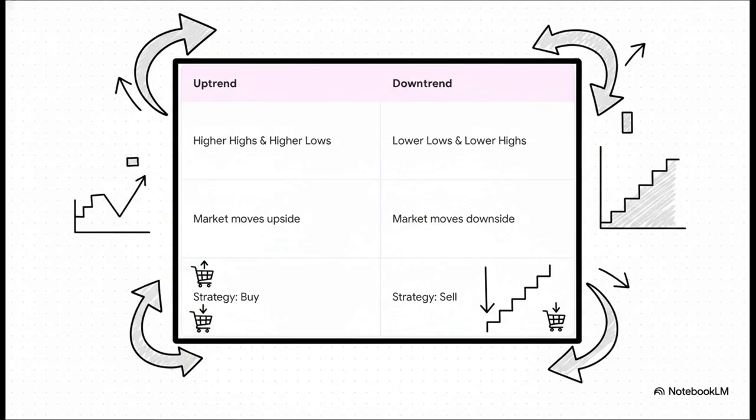So in an uptrend, you get this classic pattern, a series of higher highs and higher lows. The game plan here is simple. You look for buys. Now in a downtrend, it's just the mirror image. You get lower lows and lower highs, and that's our signal to focus on selling.